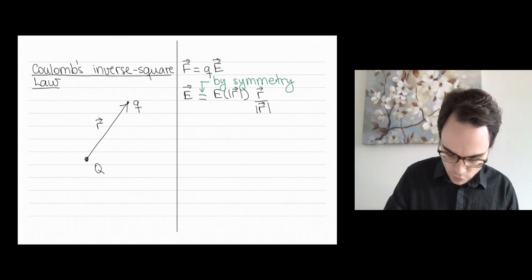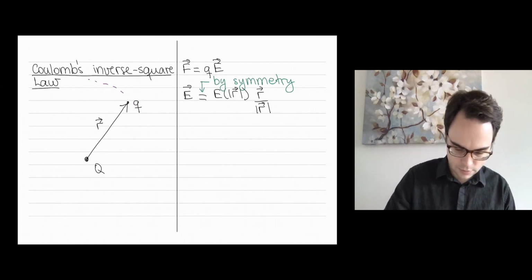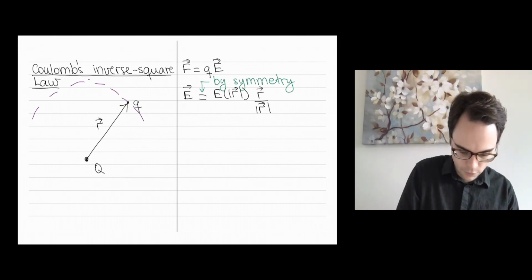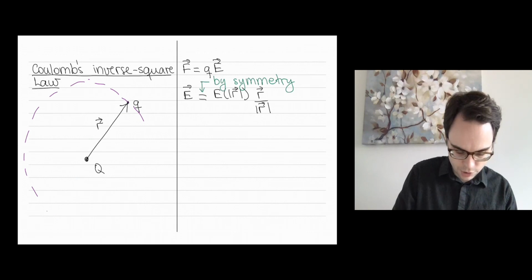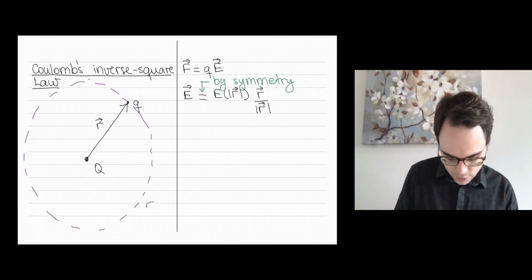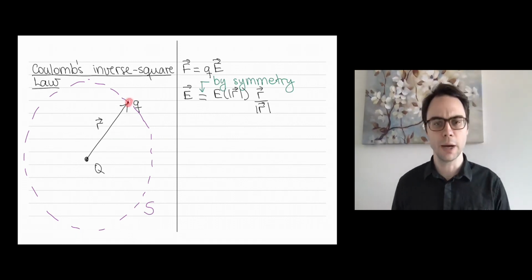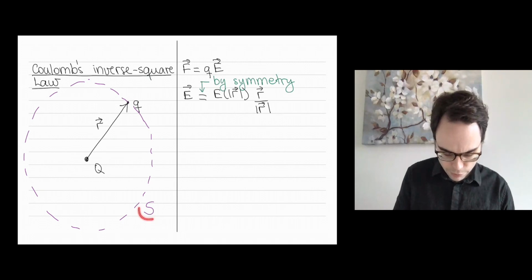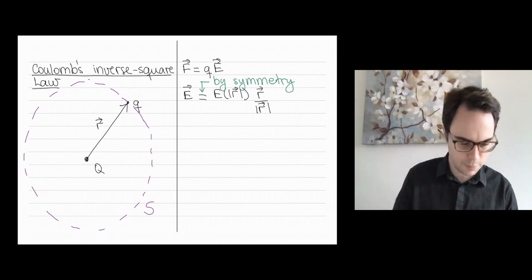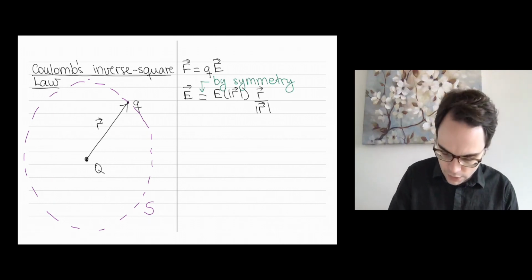The trick here is I'm going to draw a surface. I'm going to consider a smart surface around big Q, right? The sphere centered at big Q, which has little q on its boundary. And then the charge inside that sphere is Q.